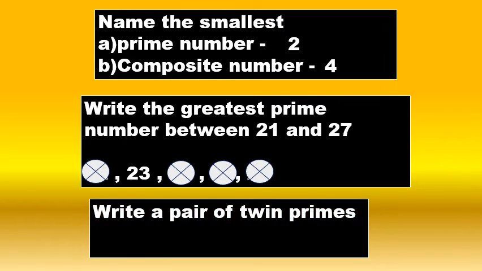Next we have to write a pair of twin primes. As explained earlier, twin primes means the difference between two prime numbers is 2. So there are many such pairs. You can write any one of them. Here I have taken 3 and 5 because when you subtract 3 from 5, the difference is 2.